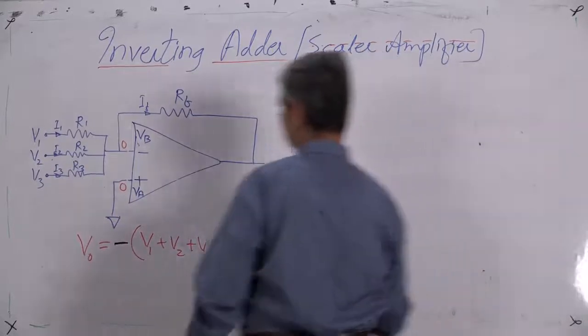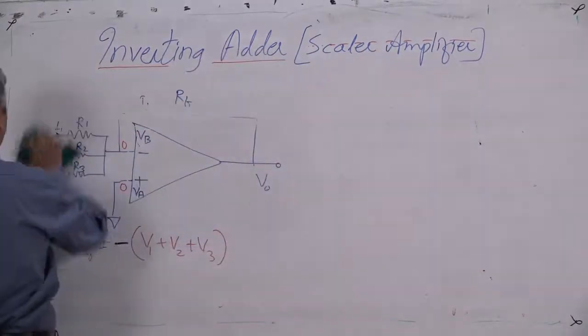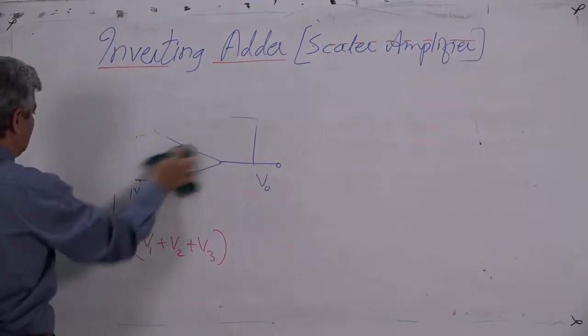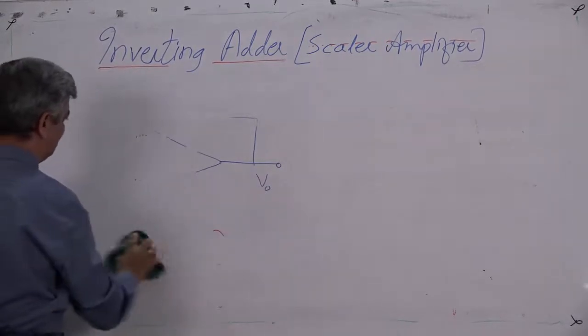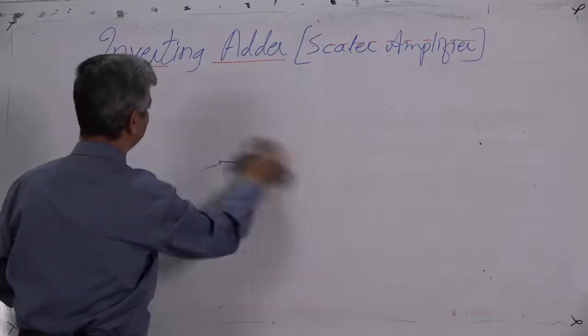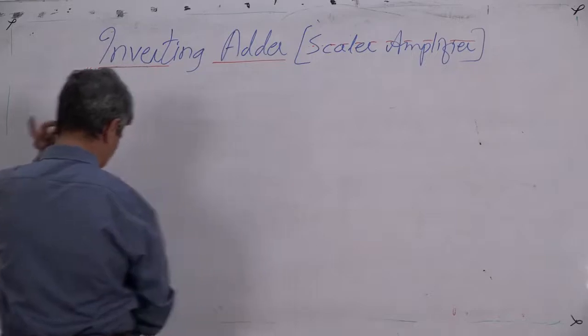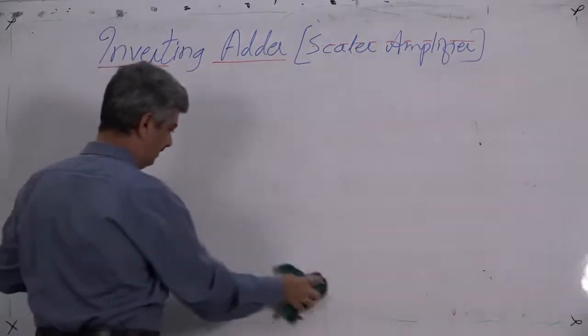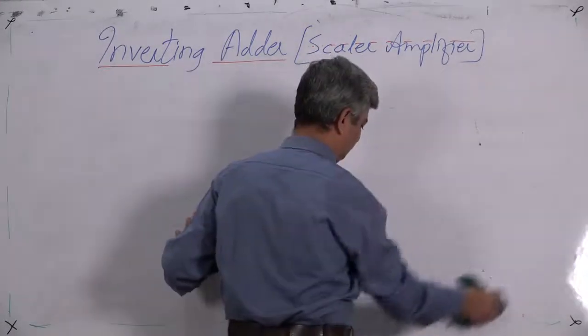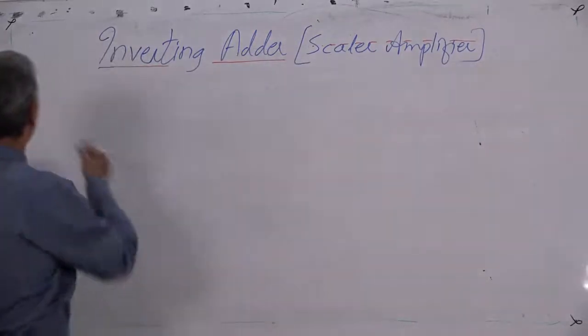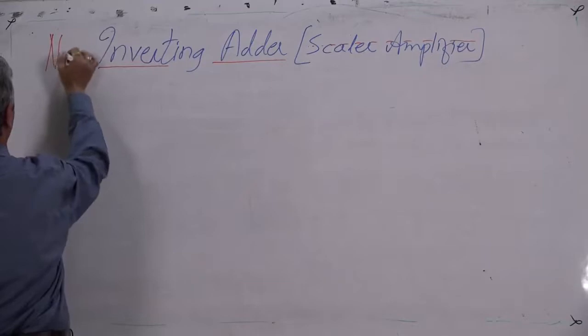Now, we go for a non-inverting adder. Actually, in a non-inverting adder, addition takes place outside the op-amp. Op-amp does not have much role there, just we will have a simple expression for it. I will have a non-inverting adder.